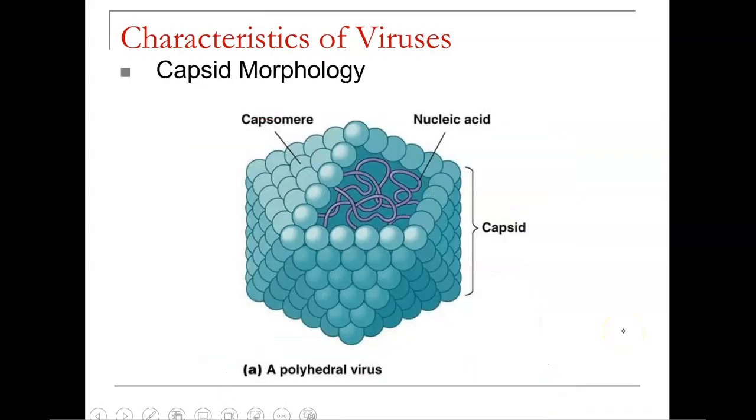Next, we're going to talk about the capsid morphology. Now, the capsid is going to be what covers or surrounds the virus. It's going to be like its outer coating or its cell membrane. It's going to be composed of a proteinaceous subunit called a capsomer. This is composed of single or multiple types of proteins. It's going to be visible with an electron microscope, and often it's going to have a triangular shape to it.